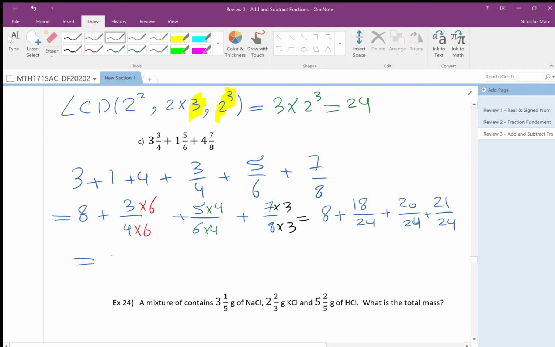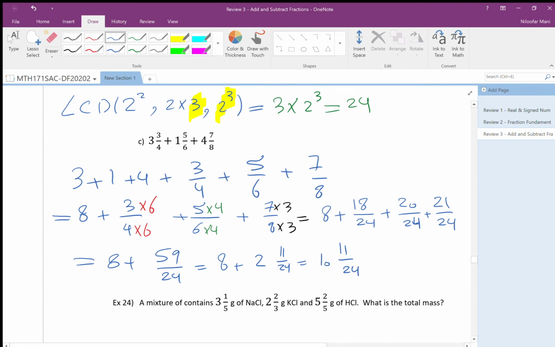Right? So then it is 8 plus 18 and 20, it's 38, 39, 59, I think. So 18 plus 20 plus 21, yes, 59. So it's 59 divided by 24. How many 24 do I have? 2. Okay, so it's 8 plus 2, 11 over 24, which is 10, 11 over 24.